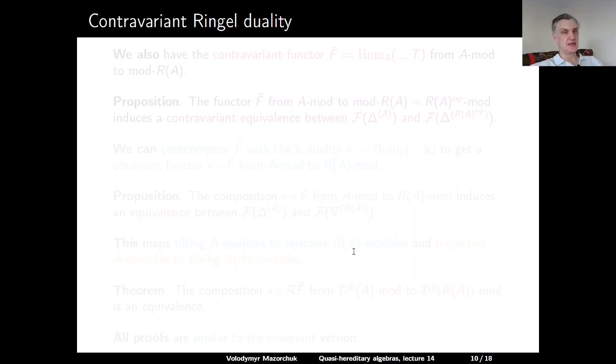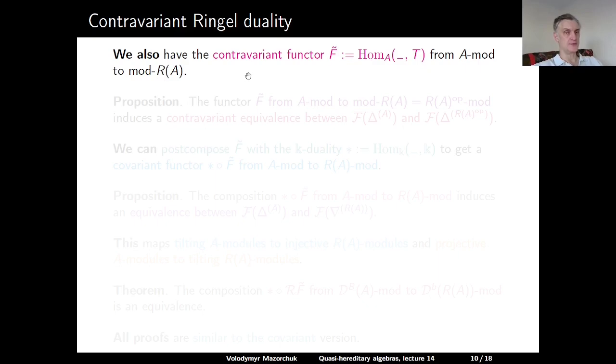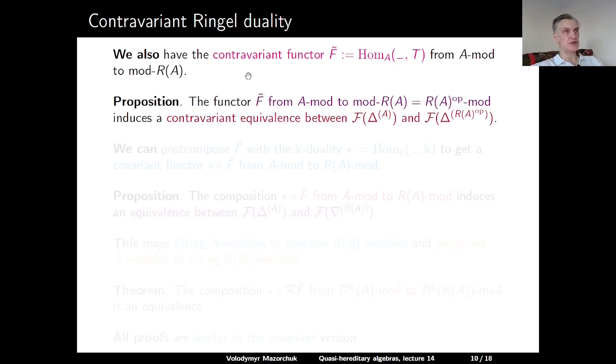Now let us discuss another type of Ringel duality. The first Ringel duality functor which we considered was the functor of taking homomorphisms from a tilting module to blank. Of course, we can also take homomorphisms from blank to a tilting module, and this will give us a new functor we denoted by f tilde. Since T is a right R_A module, this will be a functor from A mod to mod R_A, from left A modules to right R_A modules. And of course, right R_A modules are the same as left R_A^op modules.